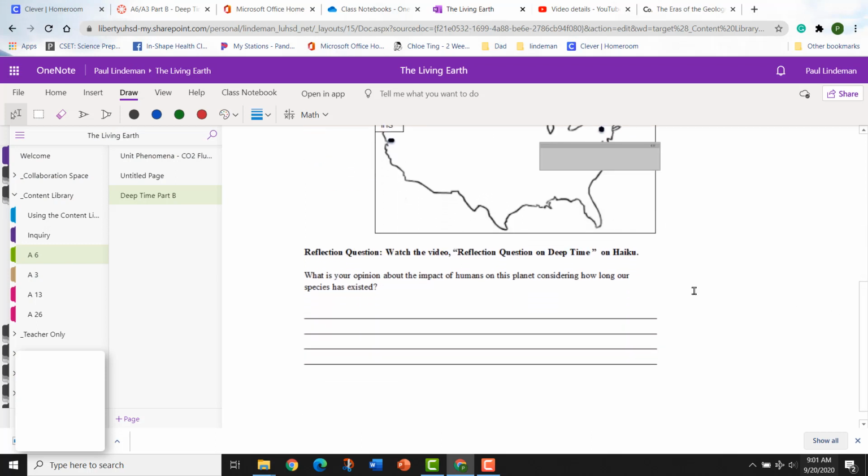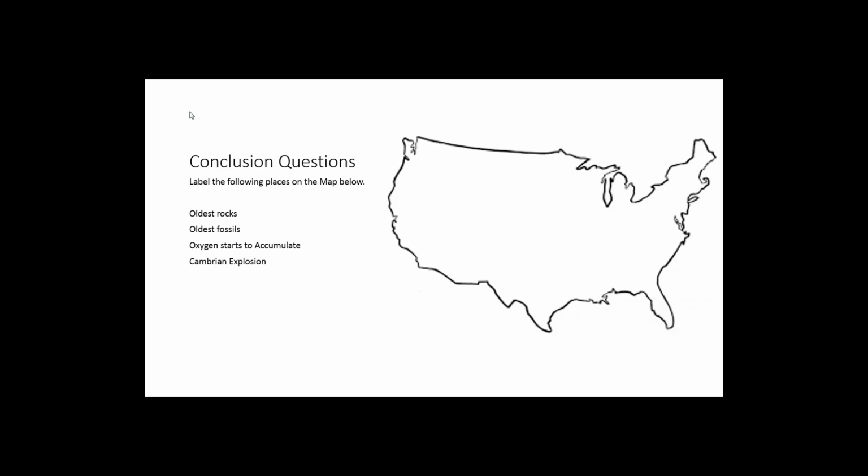And then at the end, you're going to answer this question here. What is your opinion about the impact of humans on this planet? So let's get started on this. So the conclusion question says, label the following places.